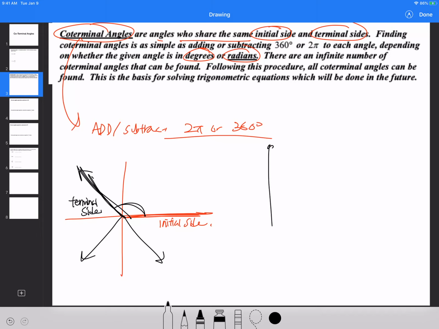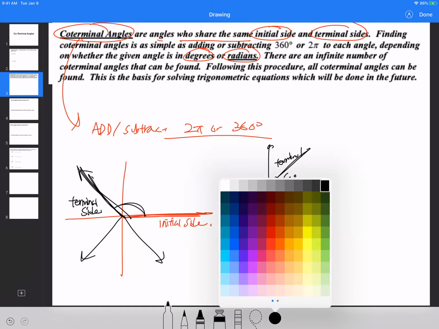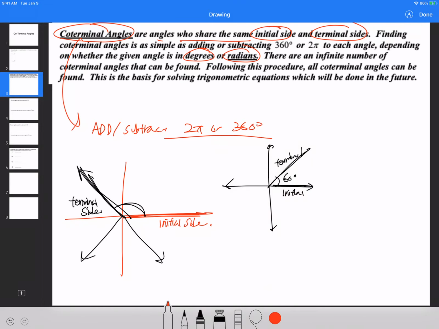So an example of that might look something like this. Imagine I give you 60 degrees, where the initial side is here and the terminal side is right there. Well, the coterminal angle, if it's given in degrees, is going to add or subtract 360 degrees, or 2 pi, depending on what you're given, right? So you're going to be adding or subtracting 360 degrees. So another angle might be 420 degrees.